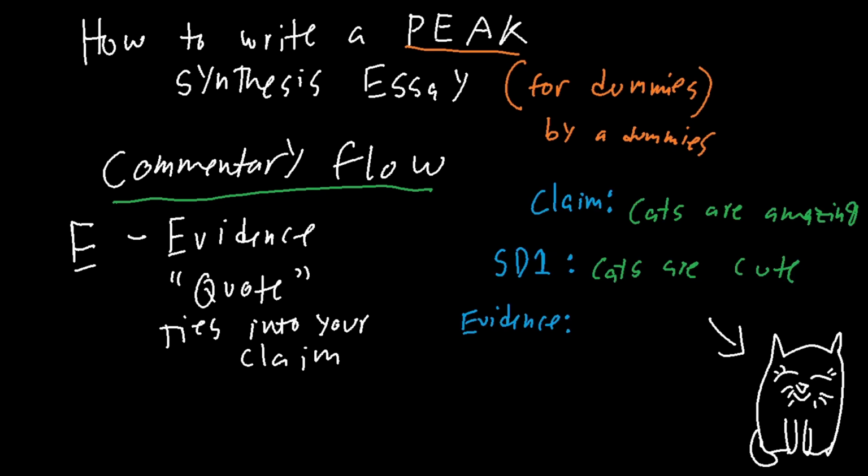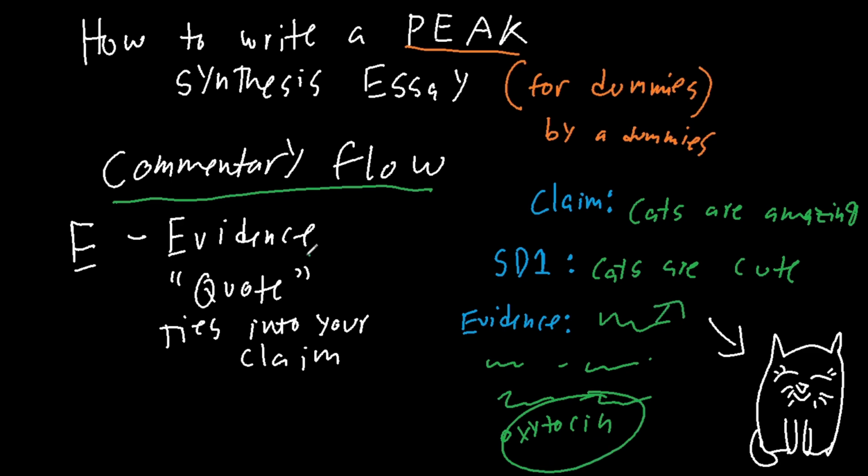Okay. So here's what it looks like. So let's say the topic is cats. Your claim is cats are amazing rather than annoying. So your supporting detail 1 is cats are cute. Your evidence, as I said earlier, let's say it's from the journal. One of the sources is saying how cats release oxytocin, right? So oxytocin makes you love them more, right? So you would use that. That's a specific piece of evidence that ties into your supporting detail and claim. That's what it is, right?